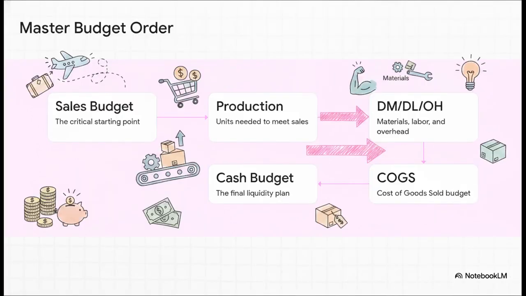Now let's talk about the strict sequential chain reaction of creating the master budget. You absolutely must follow this order. Step 1 is always the sales budget. I mean, you simply can't pack your bags until you know exactly where you're going, right? Once you figure out how many units you're going to sell, step 2 is the production budget, to figure out how many you actually need to make. That then tells you your direct materials, labor, and overhead needs in step 3, which naturally flows right into your cost of goods sold in step 4. And eventually all of this culminates in step 5.